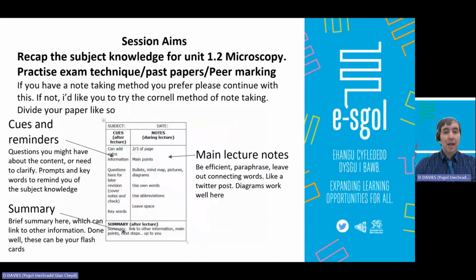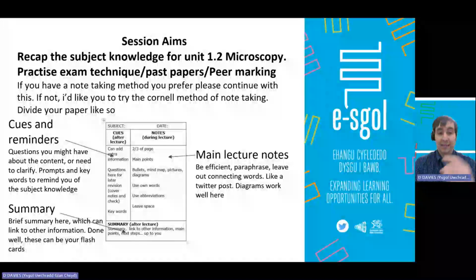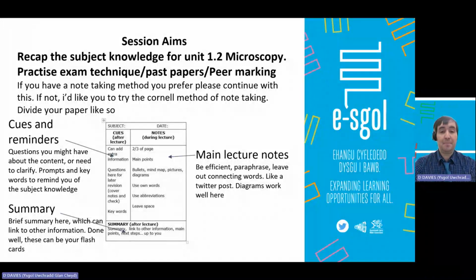Okay, so for this revision session, I would like you to try the following. If you have a preferred note-taking method, then please continue with that. But if not, I'd like you to try and use this method. So this is the Cornell method. You take your A4 sheet of paper, you split it into columns, 1/3 and 2/3, and then at the bottom you split the third, and then the bottom there is the summary.